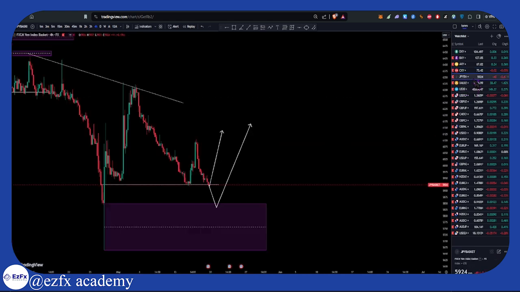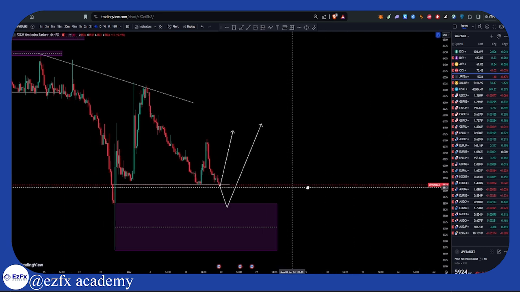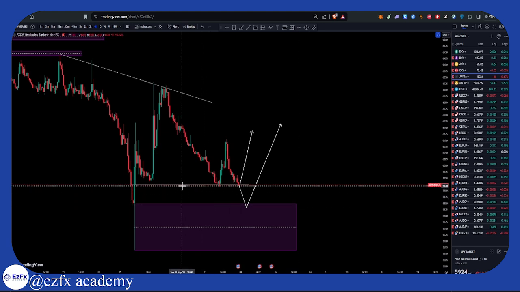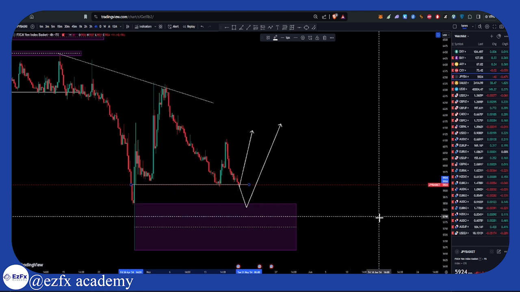All right, so last but not the least on our list of currency indices that we look at together is JPY basket. For JPY basket, I'm expecting JPY to get stronger during the course of the week. However, I want you to watch a few things. Number one, this is a support, around 5924.